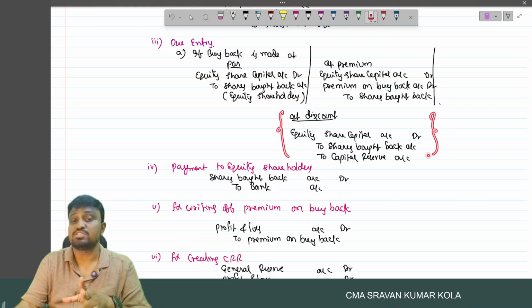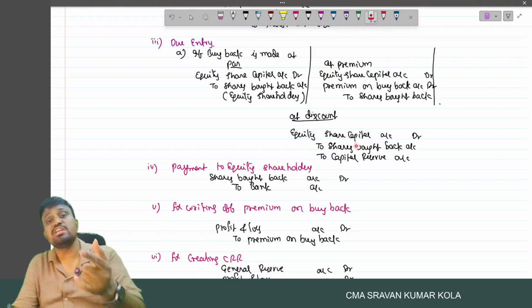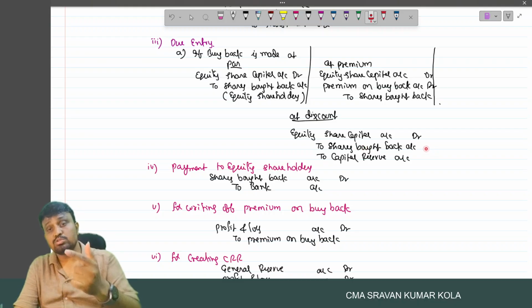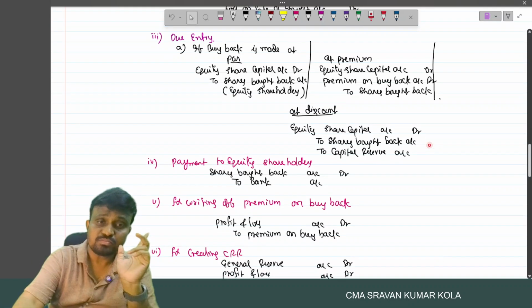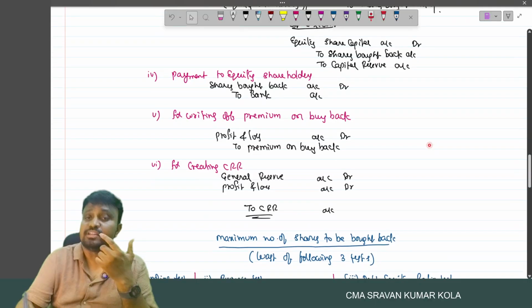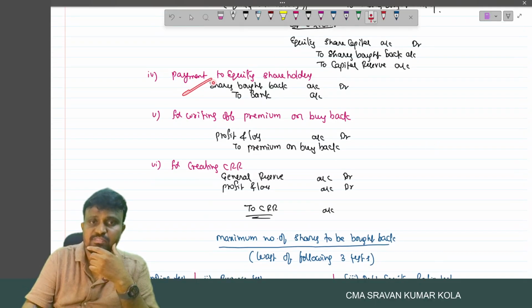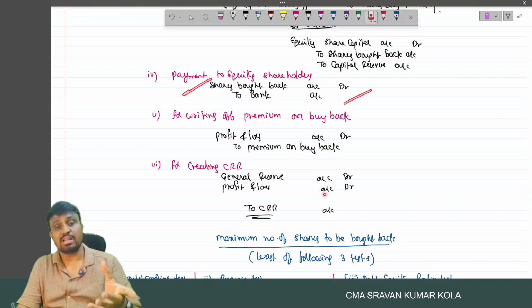If the buyback is made at discount, then we write the entry: equity share capital account debited to shares bought back, to capital reserve. And if the amount is paid, then we write the entry: shares bought back account debited to bank.